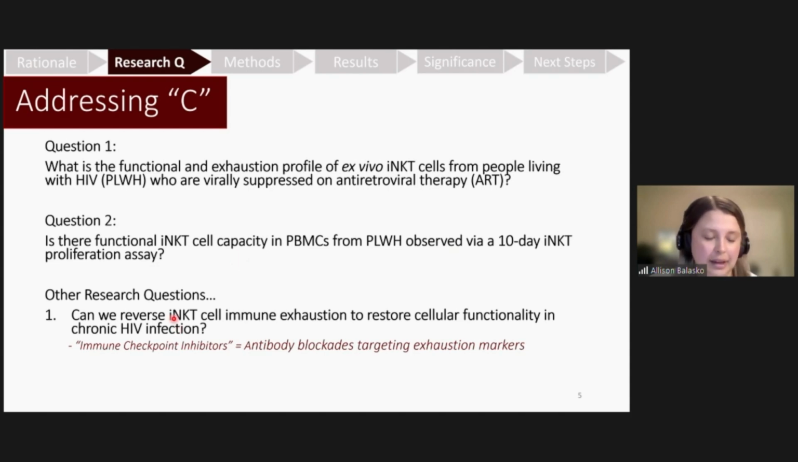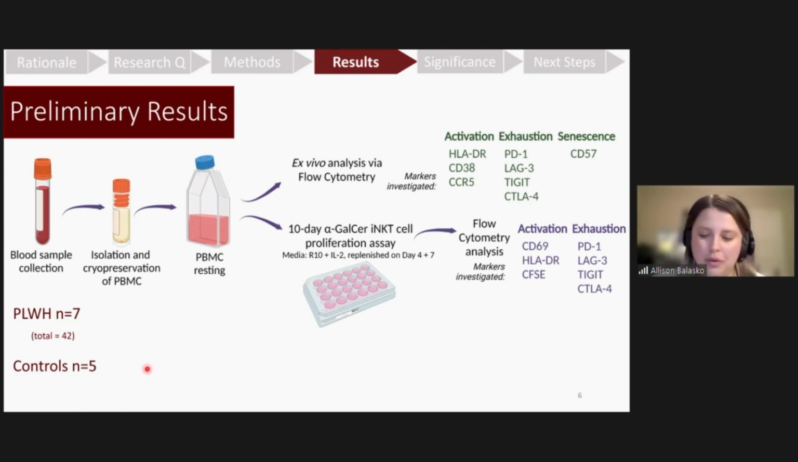I won't show any data, but we also look at existing iNKT cell immune exhaustion with immune checkpoint inhibitors. They're coming up in the cancer field and also moving to the HIV field, basically trying to release those handbrakes that are pulled on the cells to try to restore function. That's something I'm also studying. I'll just stick to the first two questions for today.